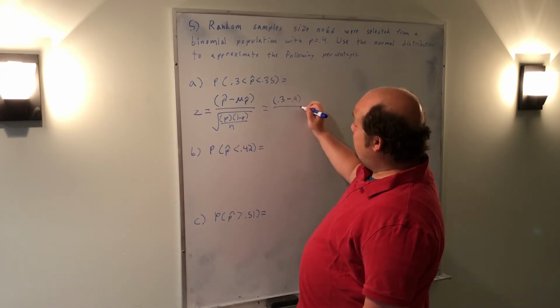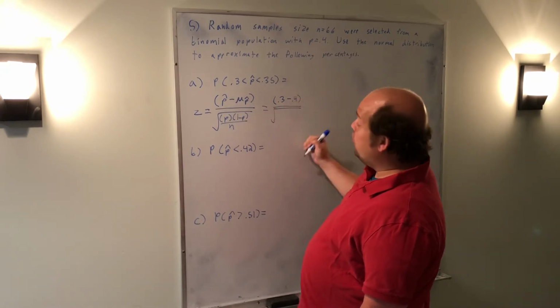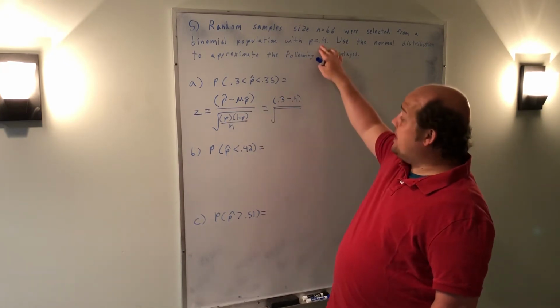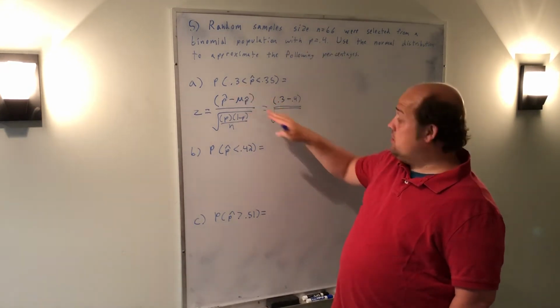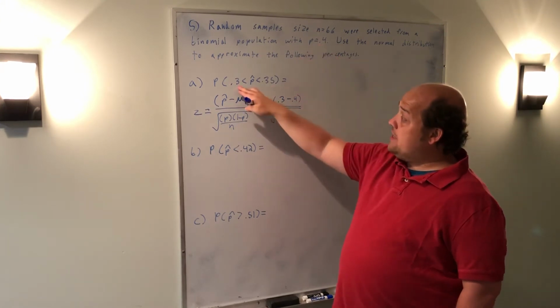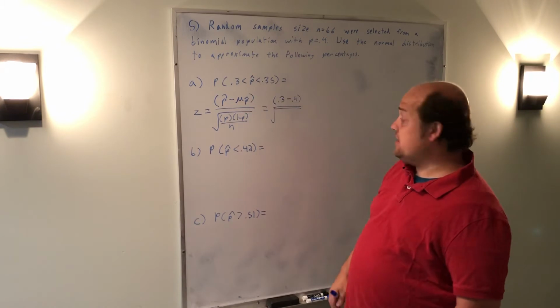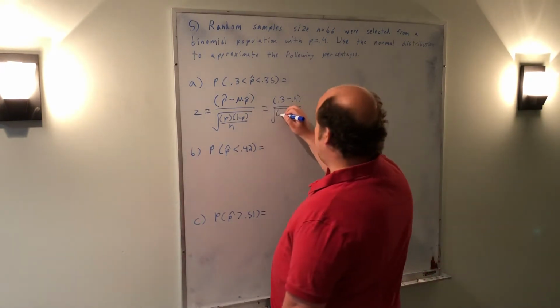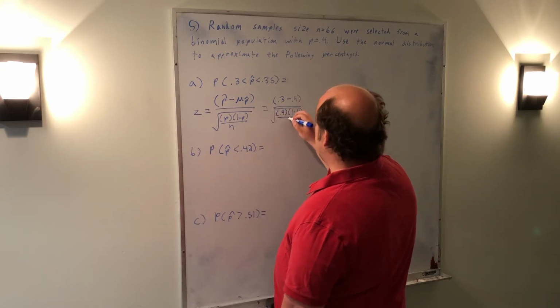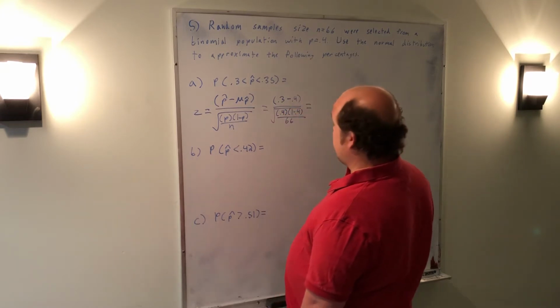Remember that what you're doing underneath the square root here in the z formula comes from p, not from p hat. So down here I should be using the 0.4 that's the population value, not the 0.3 that I'm using to inspect. So down here it's 0.4, 1 minus 0.4 over n, which was 66.